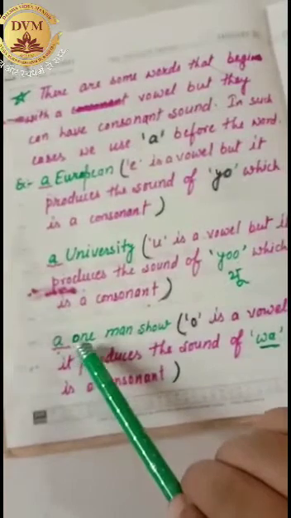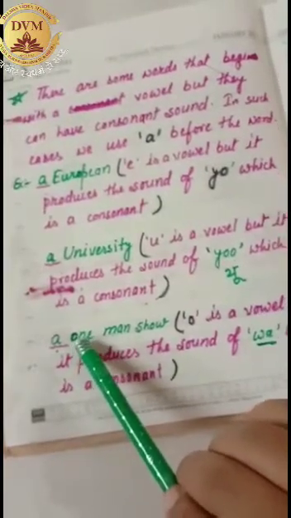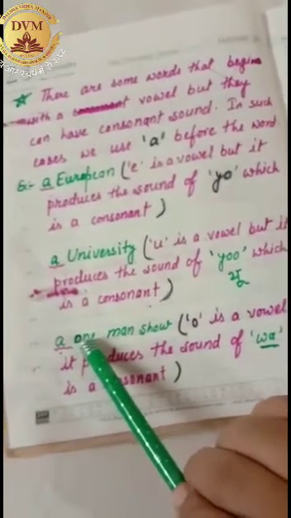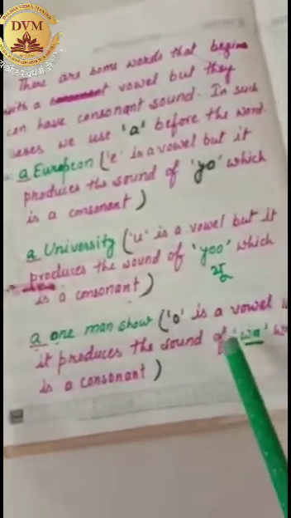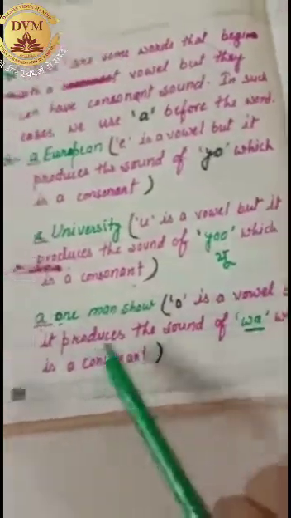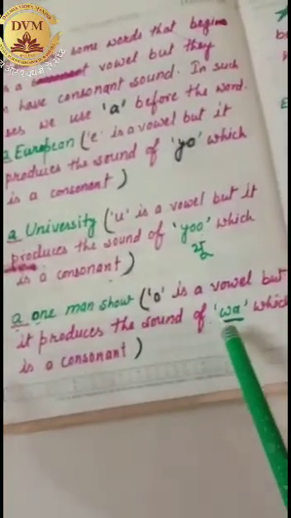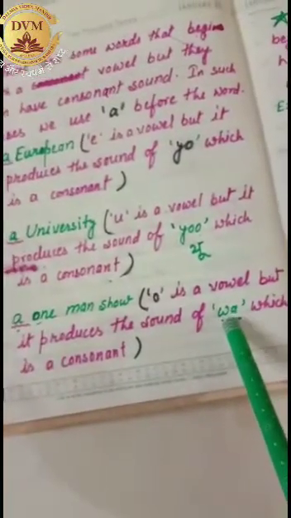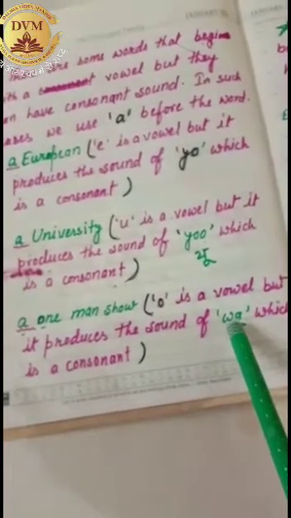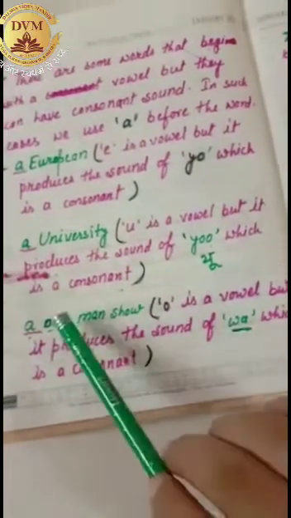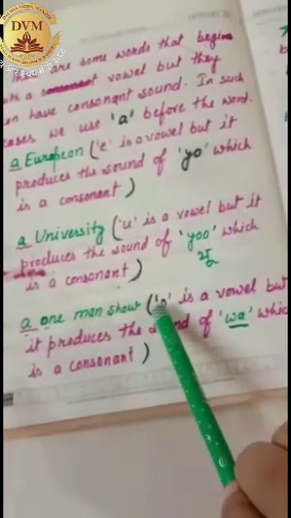O-N-E, one. This is starting with O. This is starting with a vowel letter, but the sound is wa, W-A. See, I have written here. O is a vowel, but it produces the sound of wa, W-A, and W-A is a consonant. It is giving a consonant sound. So, a one man show.